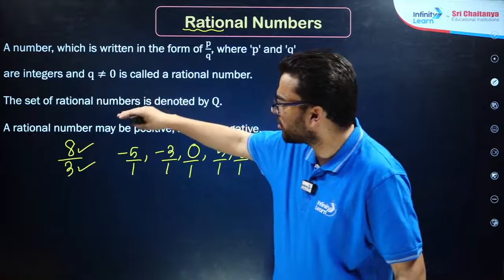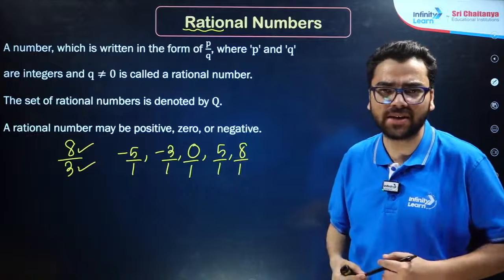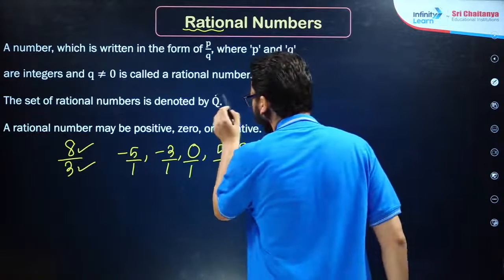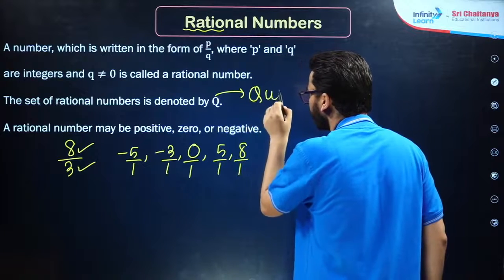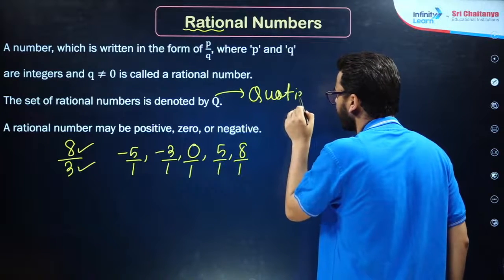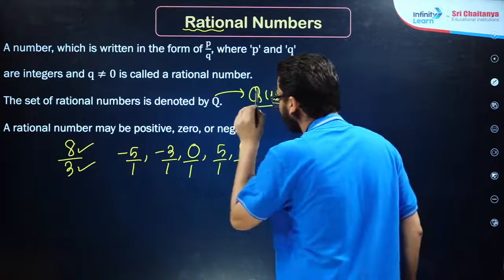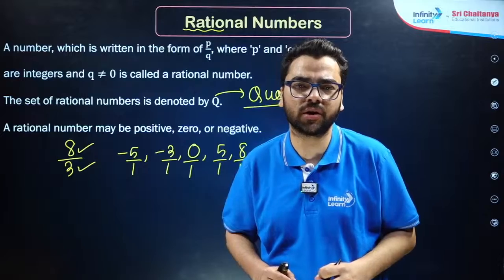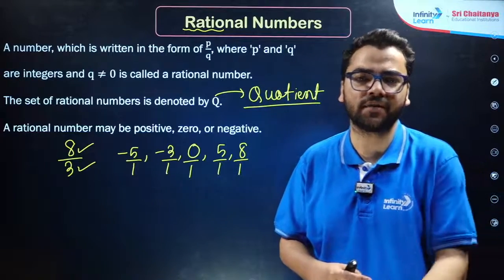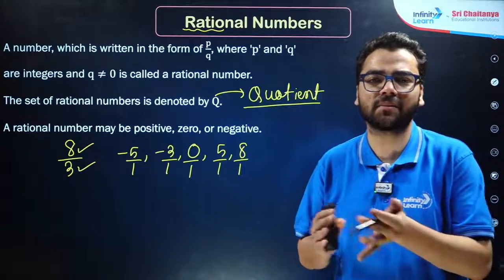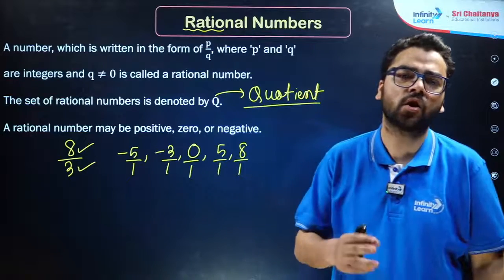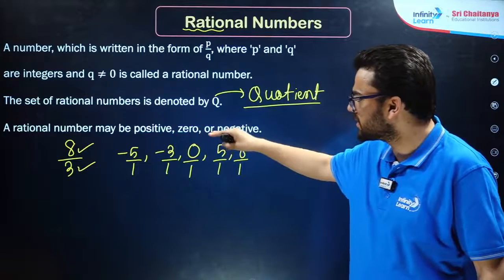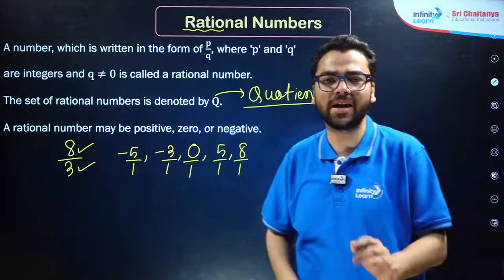Now the set or the collection of all rational numbers is represented by the capital letter Q. Basically Q is coming from the word quotient. The set of all rational numbers is represented by the English letter Q because Q stands for quotient. Quotient means the result of division. When you divide something by some other thing, the result is known as the quotient. Now you can see over here a rational number may be positive, 0 or negative, which we have already explained.